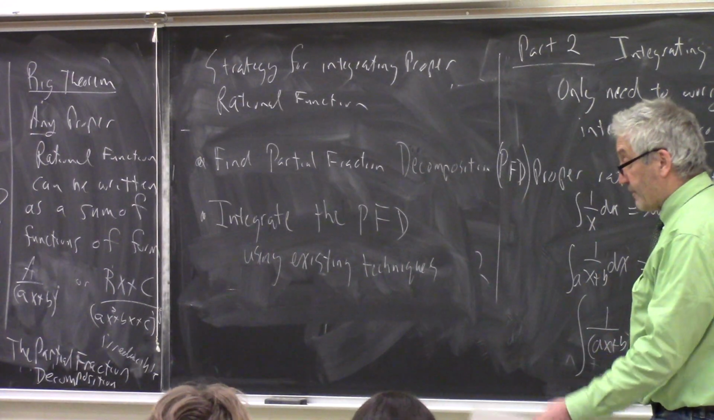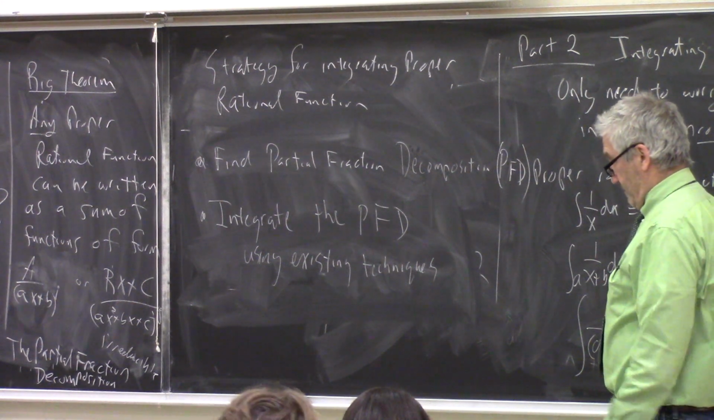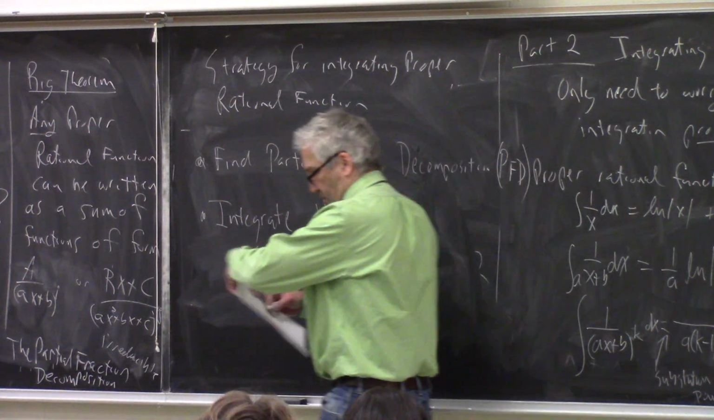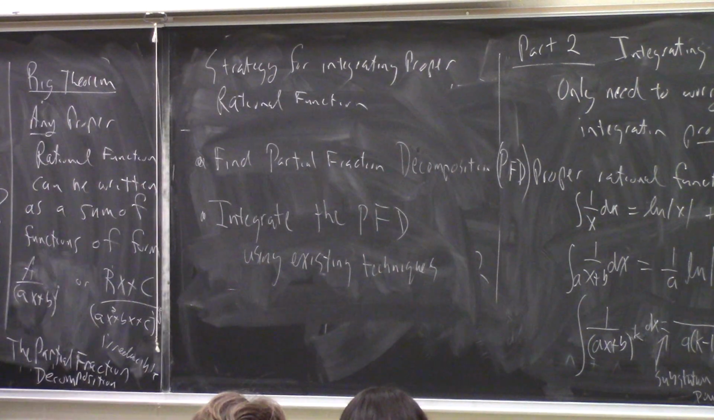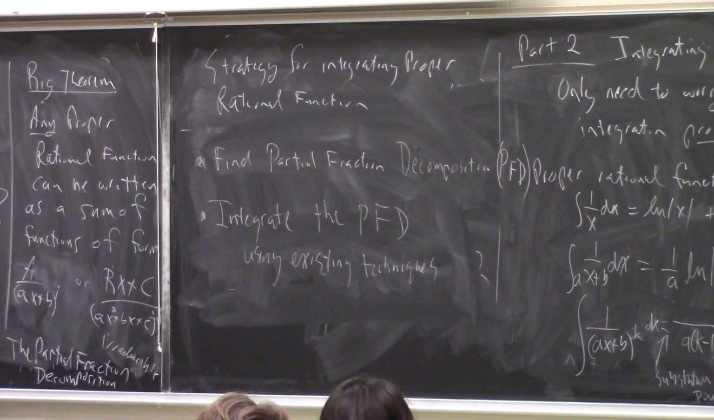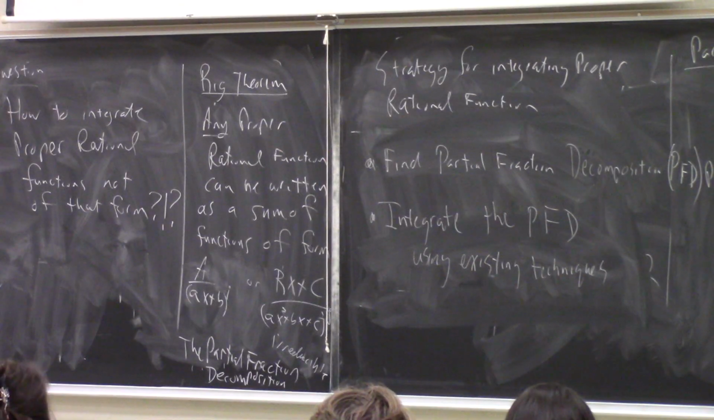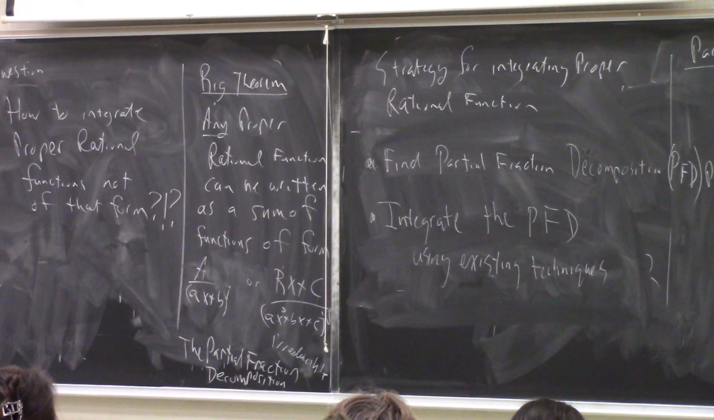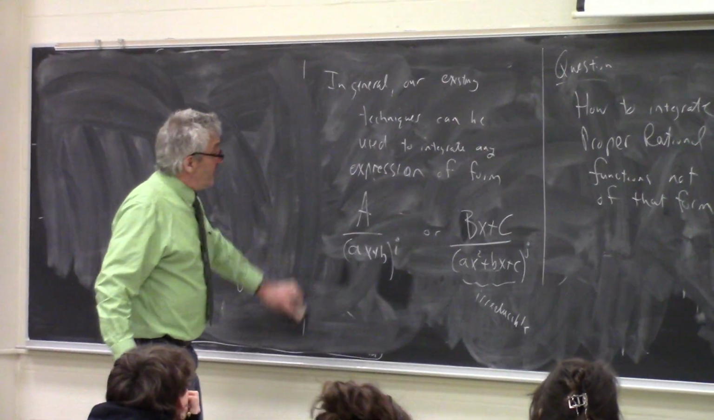So what we're trying to do in this section is expand our library of things that we know how to integrate. In the remaining time, I want to do an example. Again, this is a big theorem: any proper rational function can be rewritten as a partial fraction decomposition. So part 3, we're going to do an example.